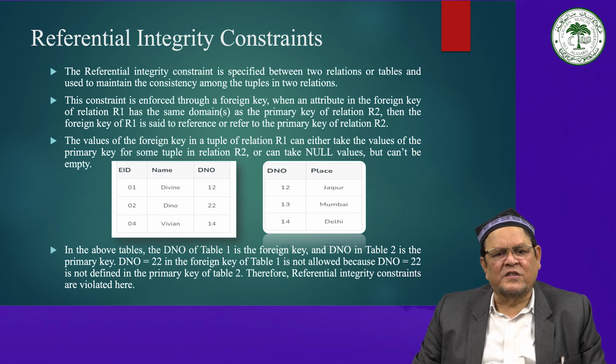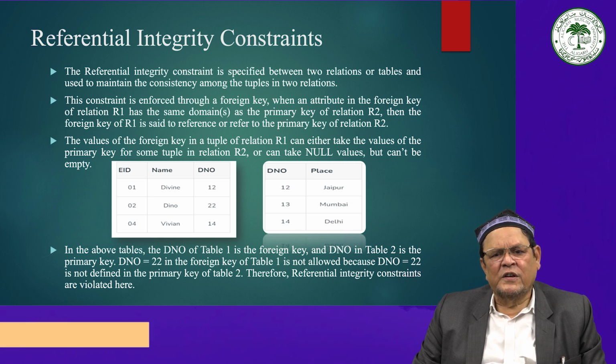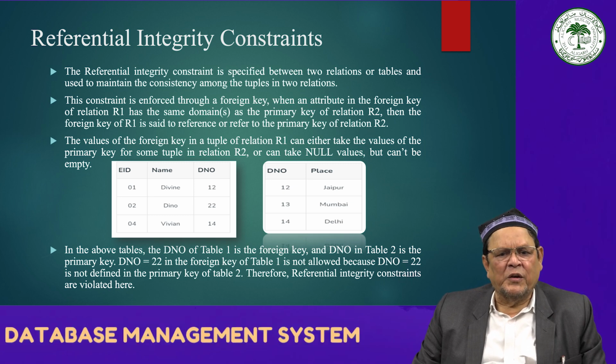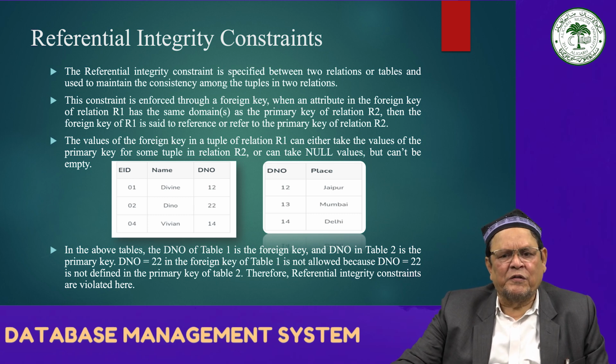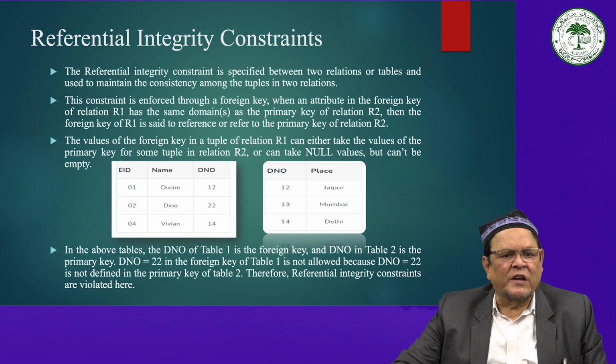And finally, the last constraint is the referential integrity constraint. Referential integrity constraints are essential rules in a database management system that maintain the consistency and accuracy of relationships between tables. These constraints ensure that references made between the tables remain valid and consistent. The primary mechanism for enforcing referential integrity is the foreign key constraint.